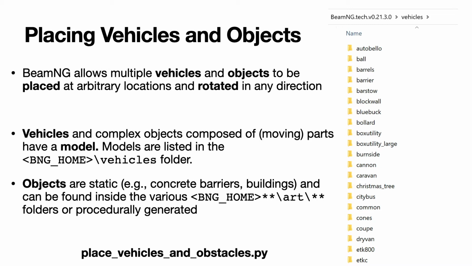Simulating complex bodies by simulating their parts. And those vehicles have a model. Models are listed under the vehicles folder in the distribution. You can see Autobello, Caravan, and many other things. ATK 800 is the default one that we use. You can import them and position them inside your simulator, so you can simulate them.